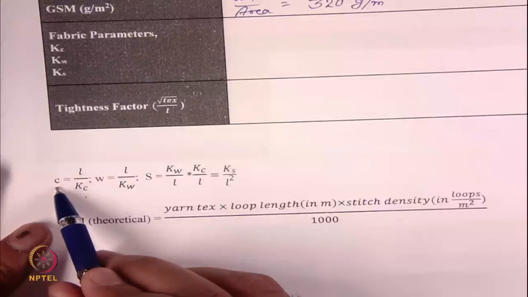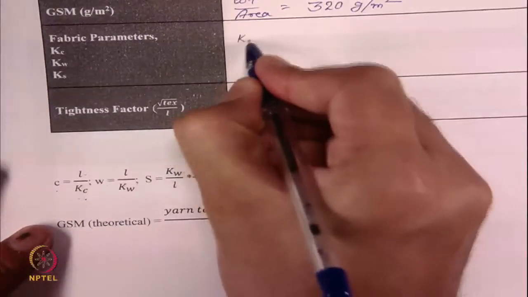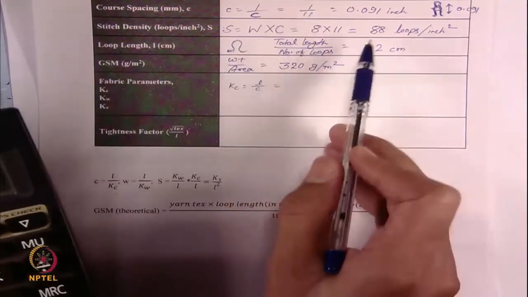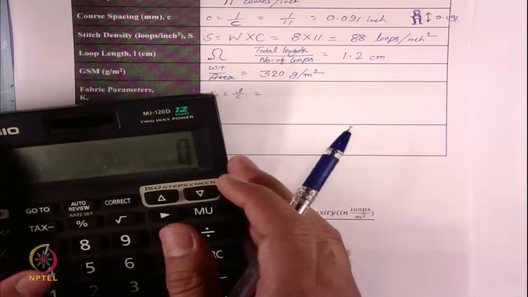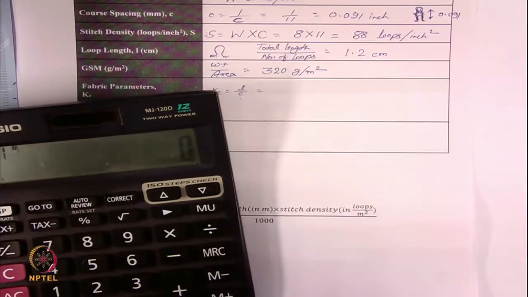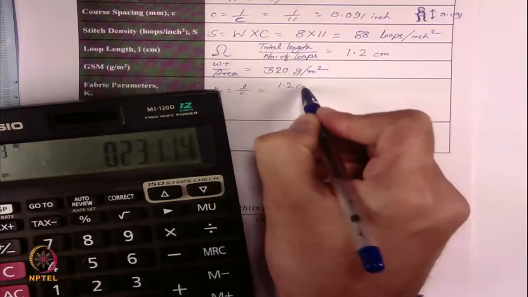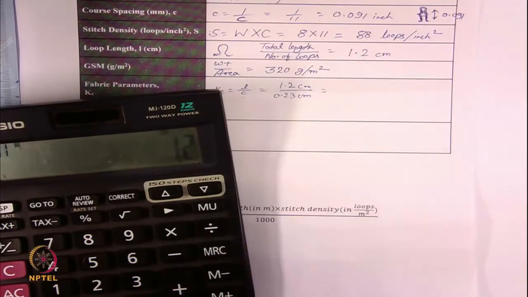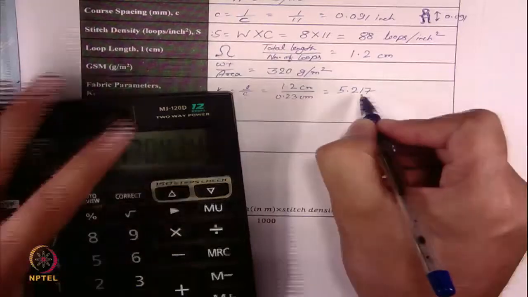KC: to find the KC, if you know the course spacing and you know the loop length, you can easily find KC. So KC is L by small c. You already have the loop length, which we found to be 1.2. So your c is 0.091 inch, and the loop length is around 1.2 centimeter. First you convert 0.091 into centimeter: 0.091 into 2.54 is equal to 0.23. So, 1.2 centimeter divided by 0.23 centimeter, 1.2 divided by 0.23, is 5.217. Okay, this is your KC.